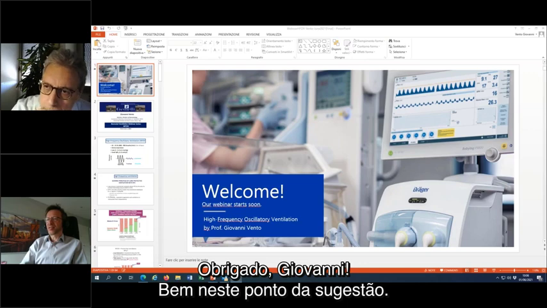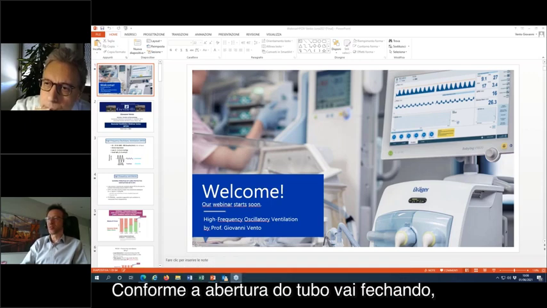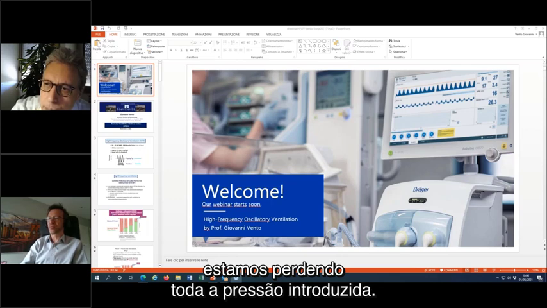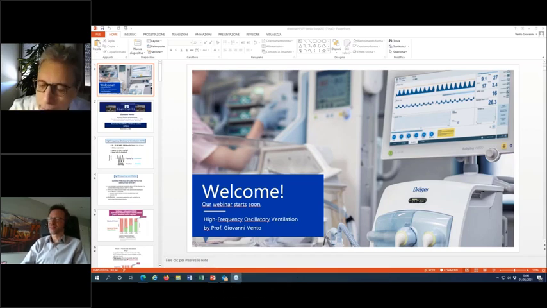Gianni, right at this point there's a question: how are you introducing surfactant on a mean airway pressure of 12 as opening the tube will lose all the pressure introduced? So it's a practical aspect of how you then apply the surfactant.